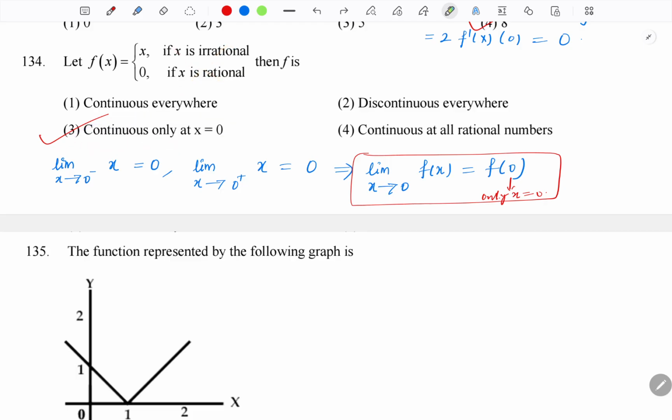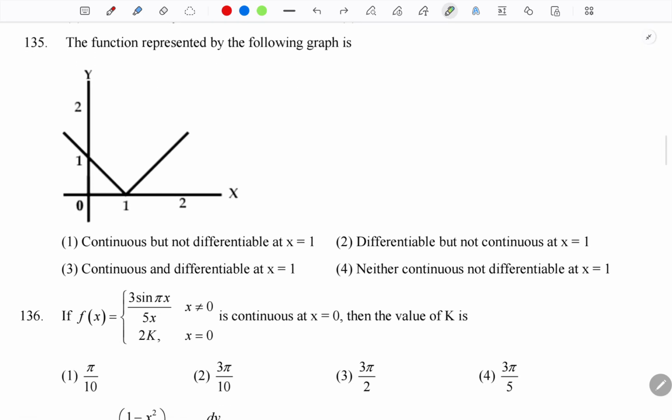Next question. The function from the following graph is this one, and see, observe. First observation is whether this graph is continuous or discontinuous. It is clearly continuous, right? And also it is a modulus function. What is this modulus function here? At x equal to 1, right? It means modulus of x minus 1. It's a modulus of x function, right? And what is the sharp point here? Its sharp point is 1.